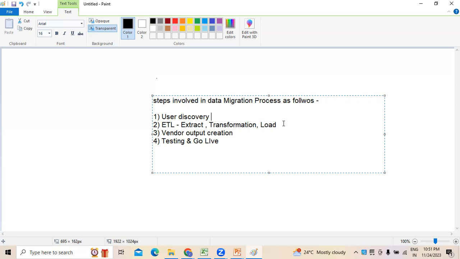Understood? Clear or not? So this is where vendor output creation will be mainly useful. Clear? Understood? Next, last but not least, testing and go live.